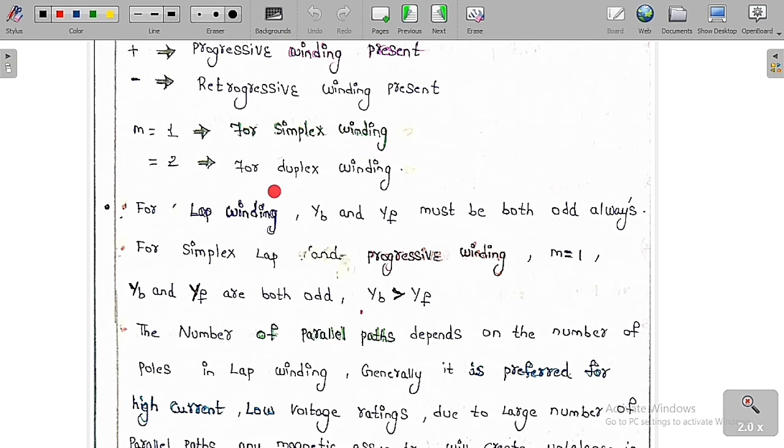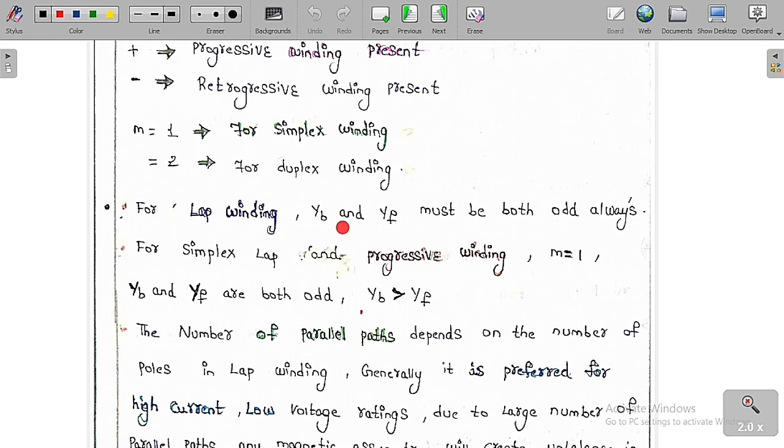m is equal to 1 for the simplex winding and m is equal to 2 for the duplex winding. This is what you always need to keep in mind. So Yc is equal to plus or minus m, where Yc is the commutator pitch, the number of commutator segments between two successive coils. Plus for progressive winding, minus for retrogressive winding, m equal to 1 for simplex and m equal to 2 for duplex.